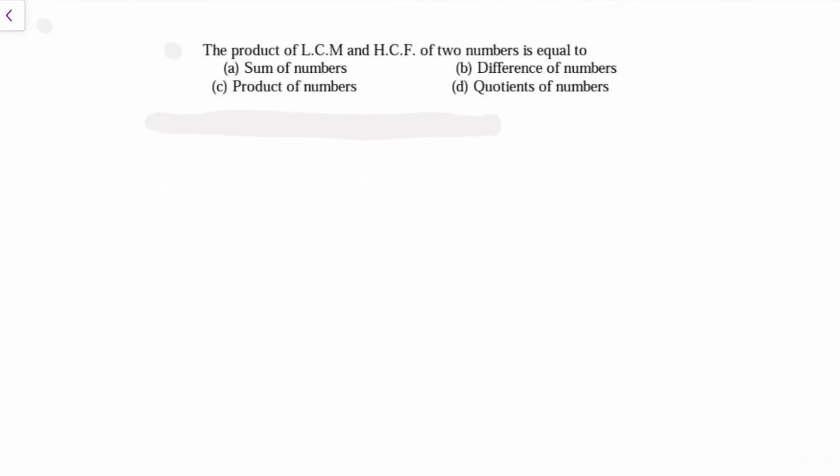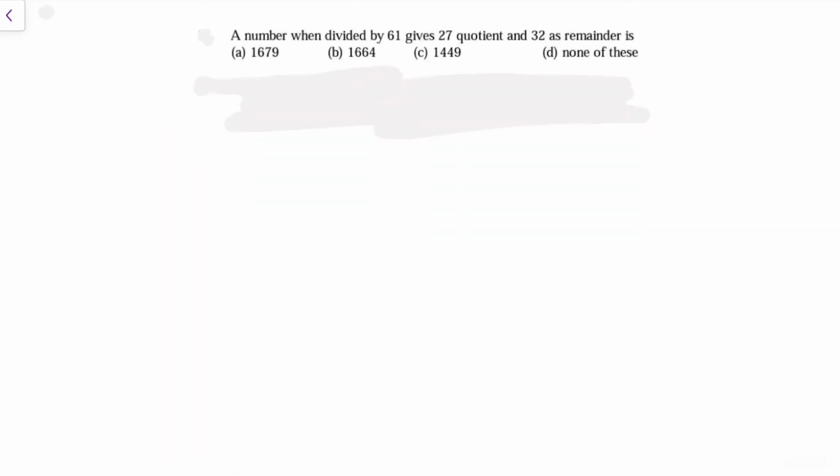Next, the product of LCM and HCF of two numbers is equal to, this is one formula I can say, LCM into HCF is equal to the product of the two numbers. The product of LCM and HCF is exactly equal to the product of the numbers. So option C: LCM into HCF equals A cross B.